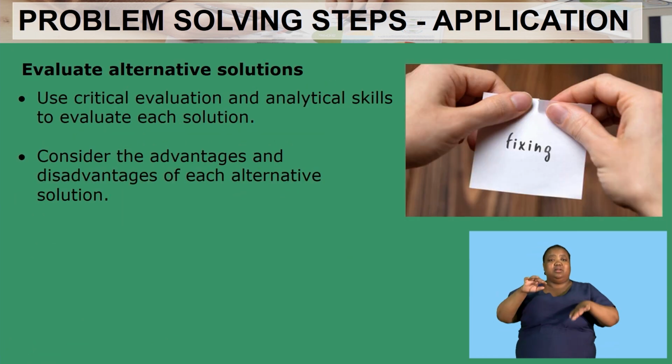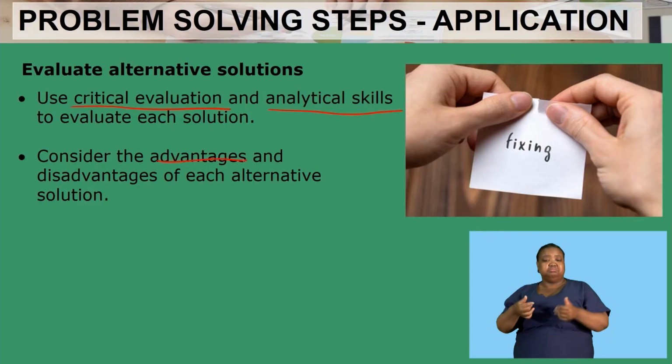Thereafter, you have to evaluate alternative solutions. So you need to use critical evaluation and analytical skills to evaluate each solution. Like I said, when you're evaluating, you're looking at the pros and the cons, the positives and the negatives of a problem. You're considering the advantages and disadvantages of each alternative solution. Remember, you had to come up with different solutions. So for each and every solution that you came up with, you now need to evaluate it. What are the benefits of this and what are the challenges of using this solution or choosing this solution, and with all the other solutions that you can think of.